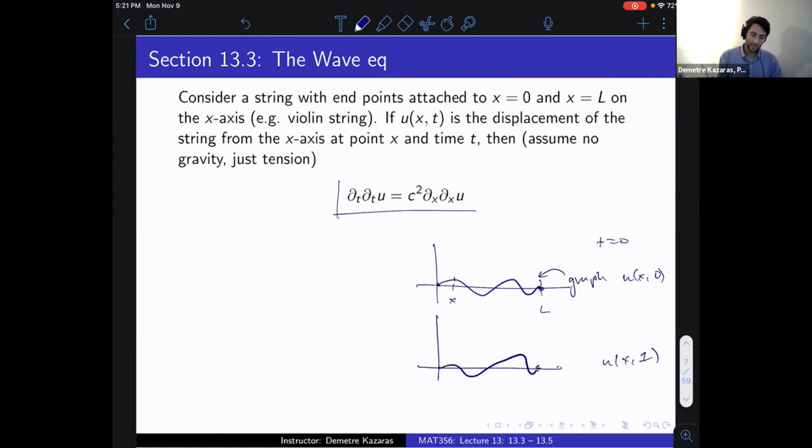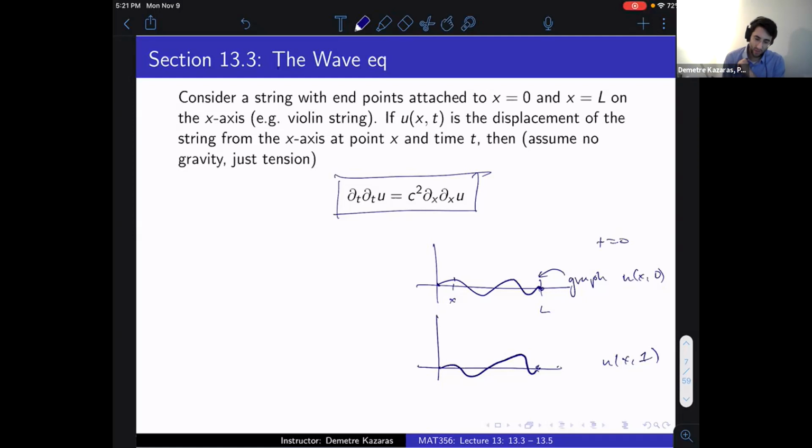There's a derivation. This comes from physical laws that you can work out from basic properties of how tension works. But the upshot is that this is the equation that u, the displacement of a tiny portion of the string off of the x-axis, will satisfy if you just take into consideration the tension of the string. No gravity, just tension.